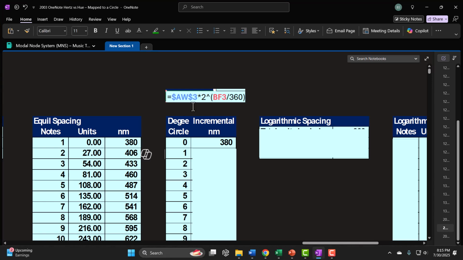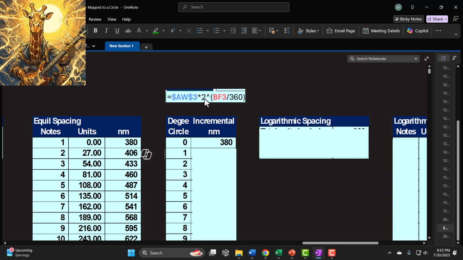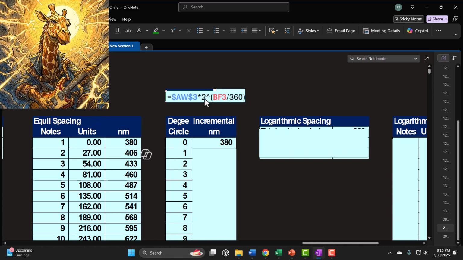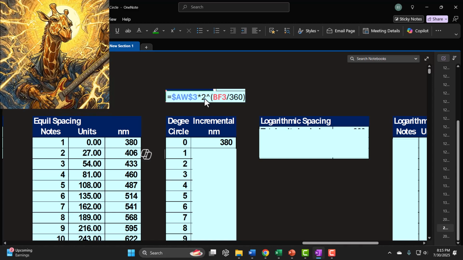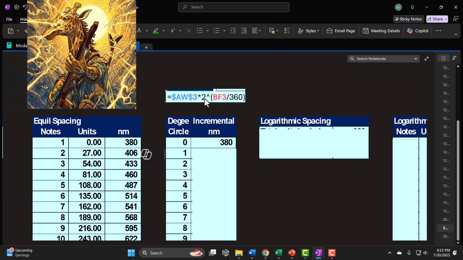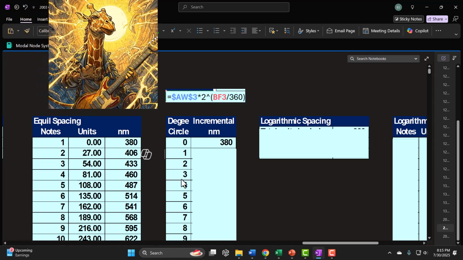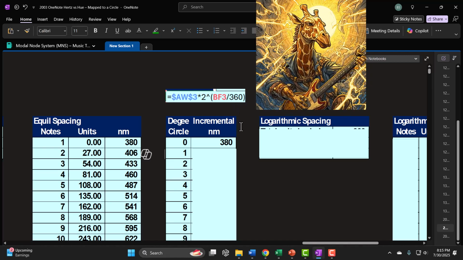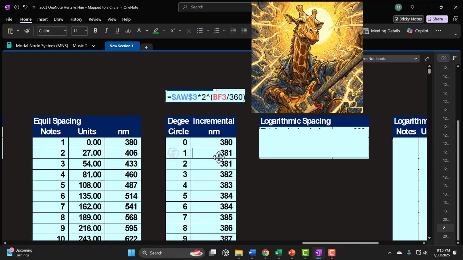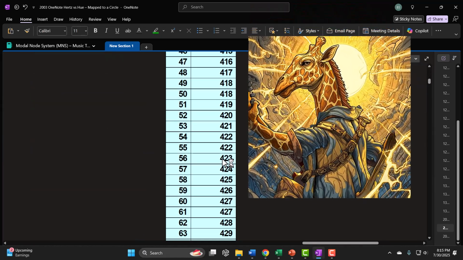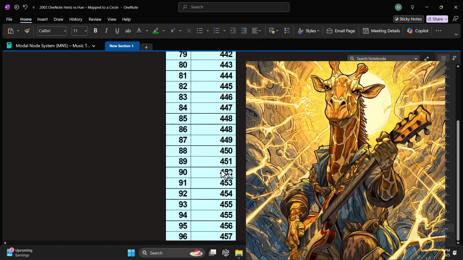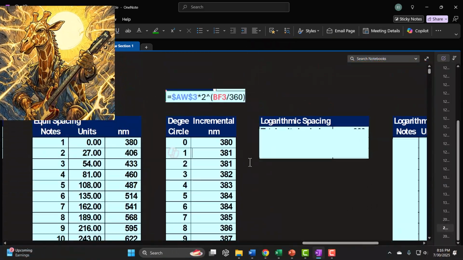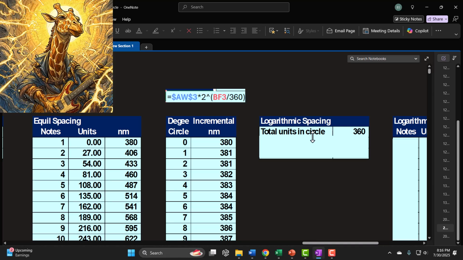that has 360 degrees. With this formula, it's going to be that starting point of 380 times 2, because we're mirroring the doubling that happens for pitch, to the power of the degree, which we're going to start at 0, 1, 2, 3, and so on, divided by the number of degrees in a circle, 360. And we end up now with 360 equally spaced units that would map onto a circle. So that's great. That's what we call the logarithmic spacing.